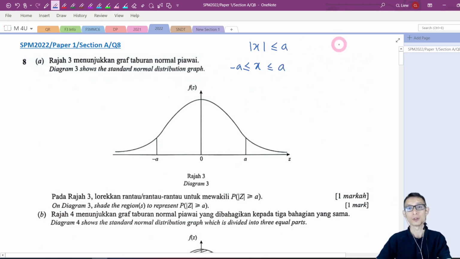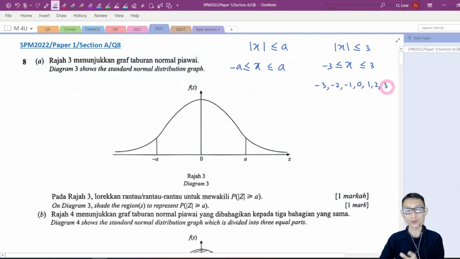Let me give you an example. Let's say I have modulus x less than or equal to 3. So it means that x is greater than or equal to negative 3, less than or equal to 3. Now, I will just focus on integers so that it's easier for me to explain to you. According to the range here, it will be negative 3, negative 2, negative 1, 0, 1, 2, and 3, right? So try to think.